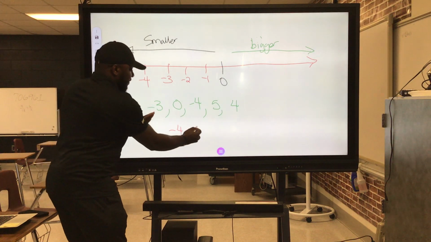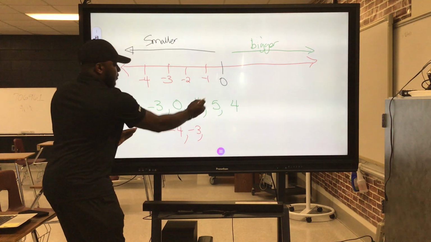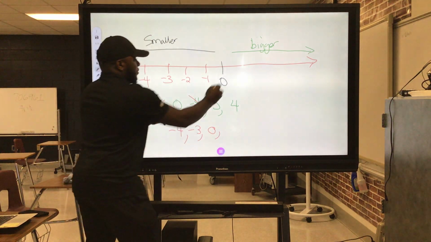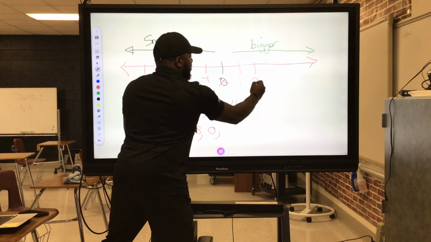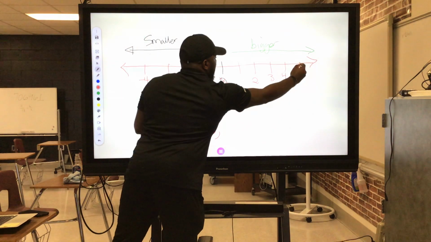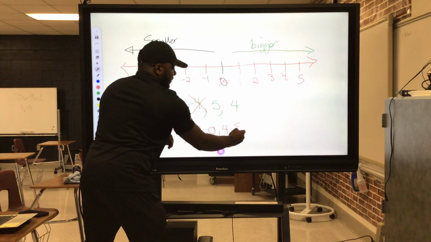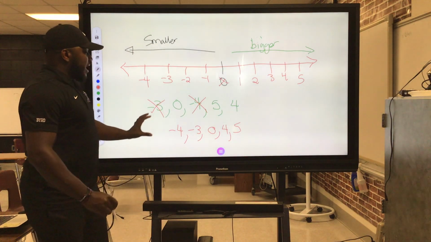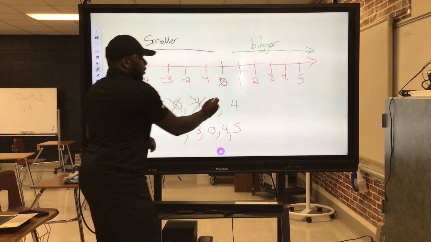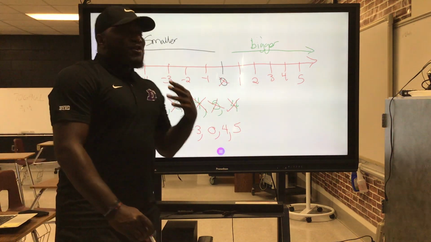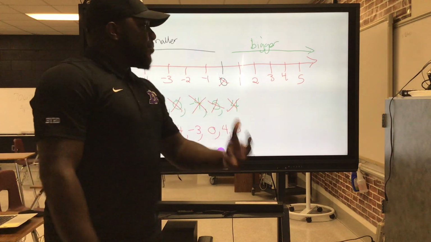Then comes -3, then 0, and then on this side I have 4 and then 5. Okay, so that's how we order integers. The further left you go, the smaller your number gets. The further to the right you go, the bigger your number gets.